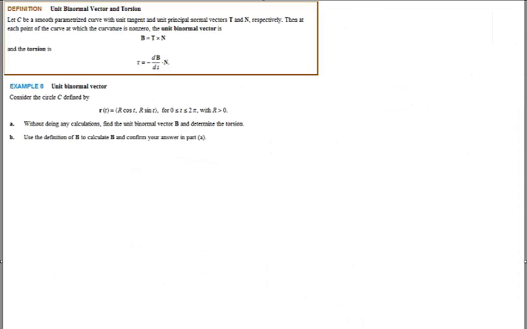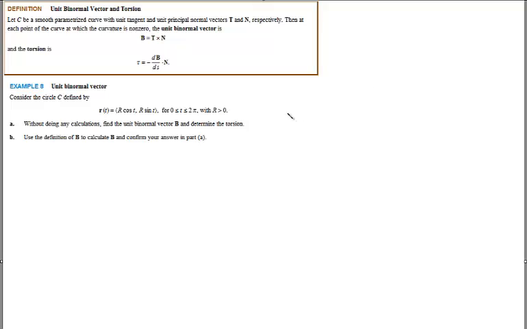This unit binormal vector is needed to describe how these curves change in 3 space. So we're going to be talking not only about how the motion changes and the direction changes, but also how it's changing in this 3 space along what we call an oscillating plane.